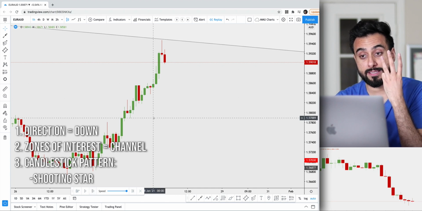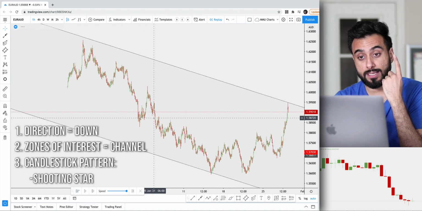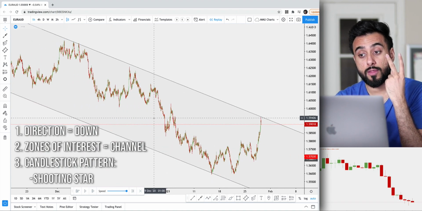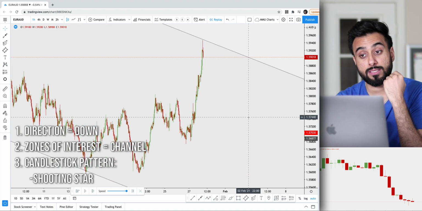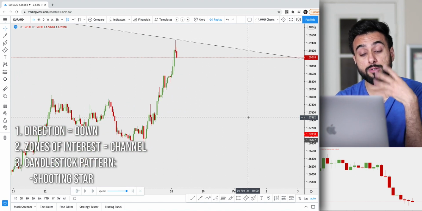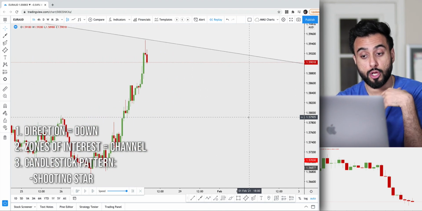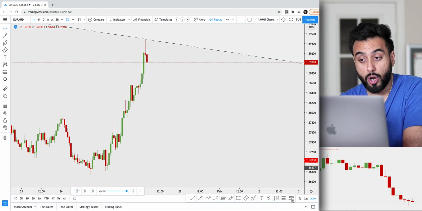So we have three things in our favor. Number one, this is a downtrend. Number two, the price touched our zone of interest. And number three, the candles themselves are showing very bearish pressure. So what do we do here? We would enter our short, we would enter a sell position.